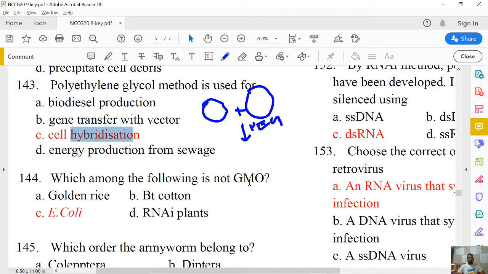Which among the following is not a genetically modified organism? So golden rice is genetically modified, Bt cotton, RNAi plant. E. coli is not genetically modified. It can be genetically modified.